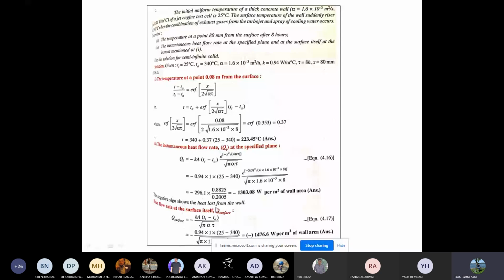The heat flow rate at the surface itself, again the surface temperature, the expression is k (Ti minus T∞) over √(pi alpha tau). You solve for it, and it becomes -1476.6 watt per meter square of wall area. Okay, I hope you understand this.